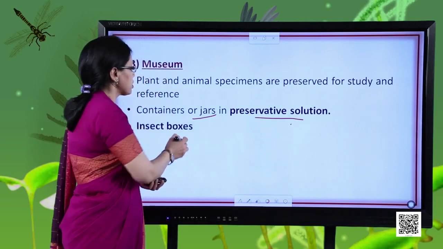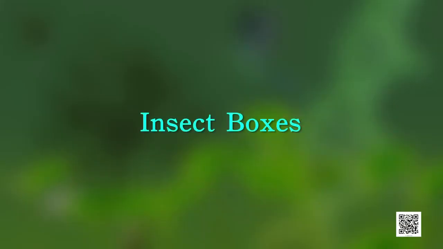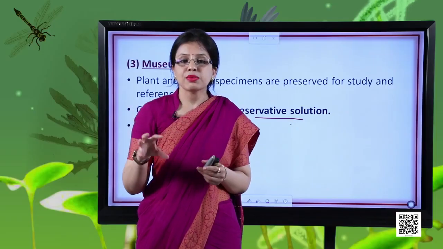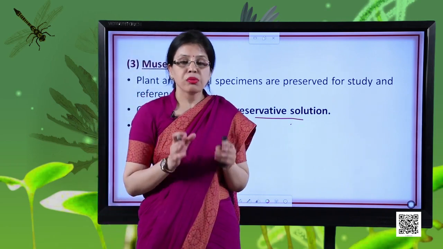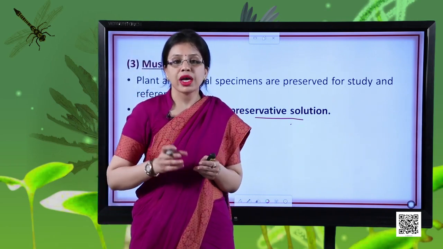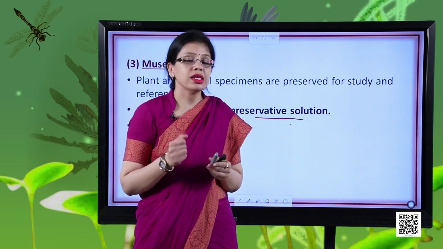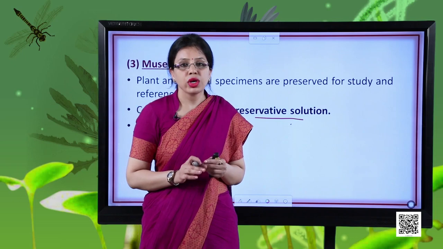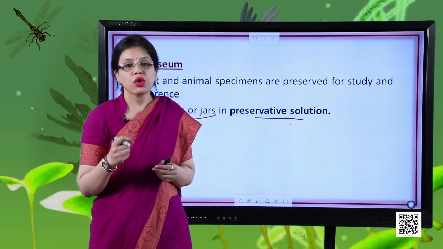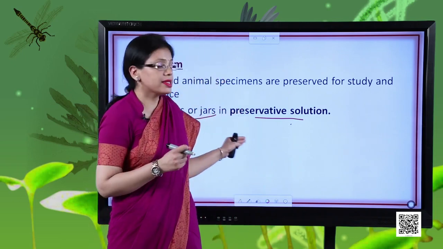Then we have the second method, that is called insect boxes. Insect boxes are wooden boxes in which various insects are displayed. So now let's discuss how these insect boxes are made. For making insect boxes, we need to capture the insect very carefully, making sure that the body of the insect is not damaged. With the help of a net or other structures, we will capture the insect.